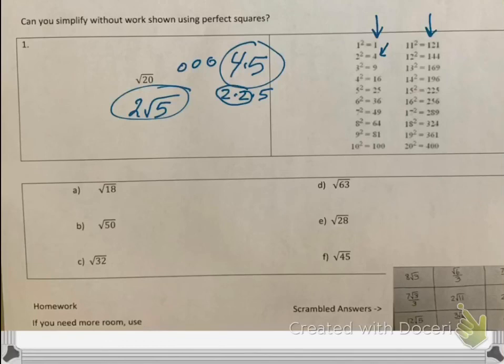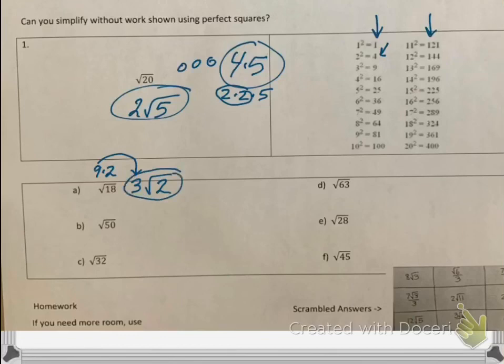So let's take a look at part A. So 18. If I look at my list of perfect squares, I'm looking for the largest factor of 18, which would be 9. So 9 times 2 gives me 18. Since 9 is a perfect square, I'm going to take the square root of 9, which is 3. And then the other factor was 2. So again, in your thought process, you're saying, okay, 9 times 2 is 18. The perfect square is 9. Take the square root of 9, which is 3, and then the other factor goes on the inside, which is 2.